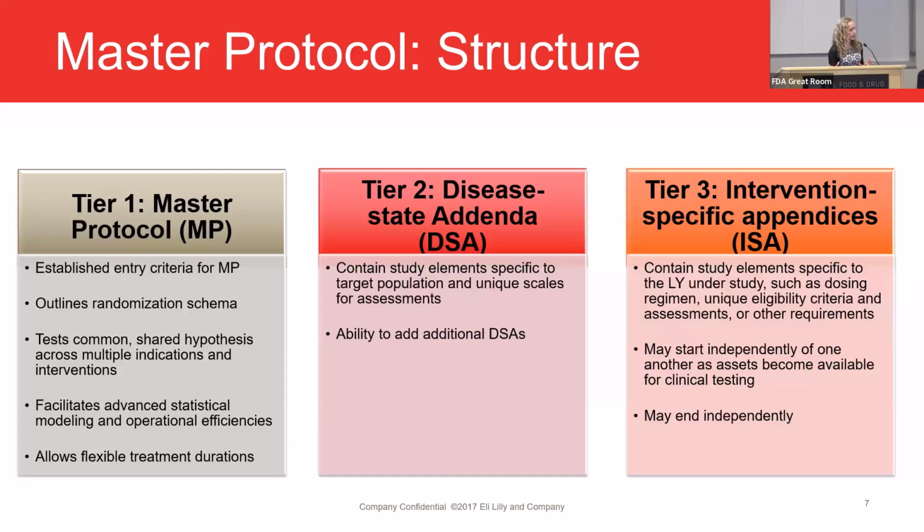The disease state addenda then brought in the three different pain types. So anything that was unique, where maybe we had an additional measure to be evaluated for a certain pain type, is represented in the second tier there. And then the intervention-specific appendices, that's where the drug information came in.